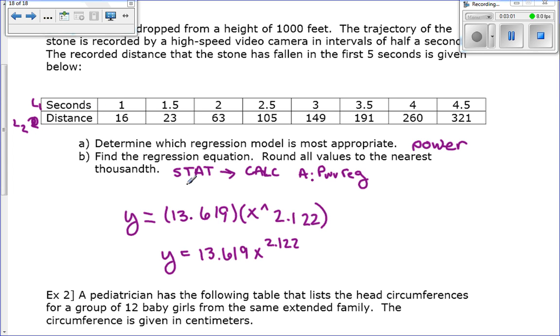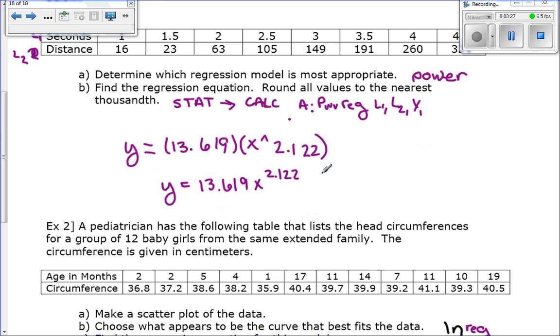On our calculator, once you've entered the information in and you've looked at the graph to determine what you want, hit stat again, calculate, and go down to letter A, and it's PWR regression, power regression. And you have to do L1, L2 again. Sometimes it helps to put the y1 in there so that you can see it over the graph. When I do that, I get y equals 13.619 times x caret 2.122.